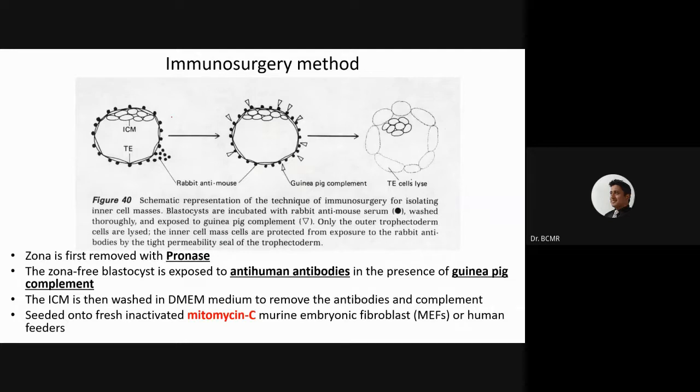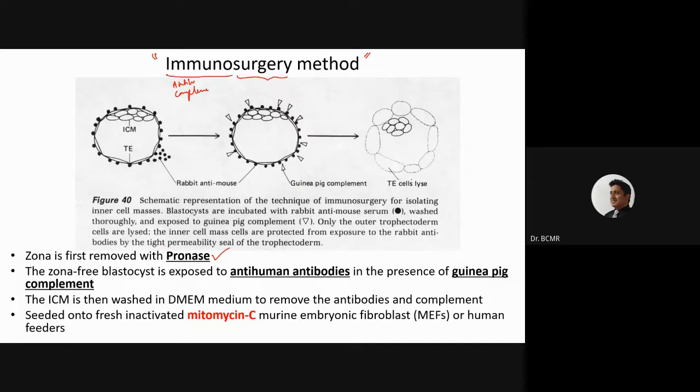The next method is called immunosurgery. Immuno is using immunocomponents, something like antibodies or the complement system. Surgery is you're trying to cut open using the immunocomponents, right? So I like this method a lot because it sounds nice to see how these components can be used to achieve a target. The first step will remain similar, that you treat with pronase to get rid of the zona pellucida.